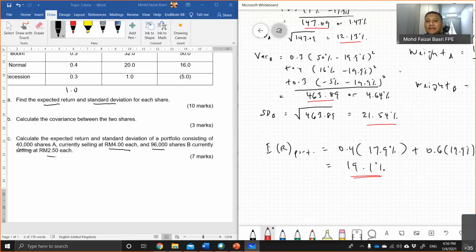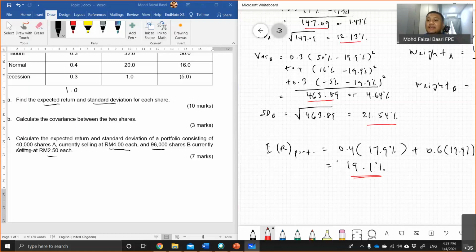Remember, when we talk about expected returns of the portfolio, this is basically the weighted average of the returns of the two stocks. This is the expected return of stock A. This is the expected return for stock B. Basically, we find the average between the two, but using the weights, instead of 17.9 plus 19.9 divided by 2 as a simple average. Okay, clear? This is the expected returns of the portfolio.